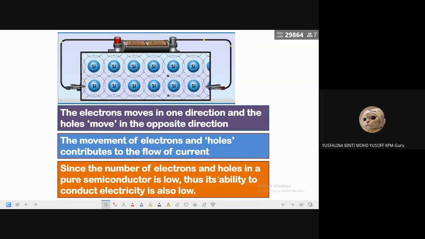Since the number of electrons and holes in a pure semiconductor is low, its ability to conduct electricity is also low. Even though we know they can produce free electrons, it's not as many as in a conductor, as in a metal. So the ability for them to conduct electricity is low. They can conduct, but it's very low compared with a conductor, because of the free electrons.